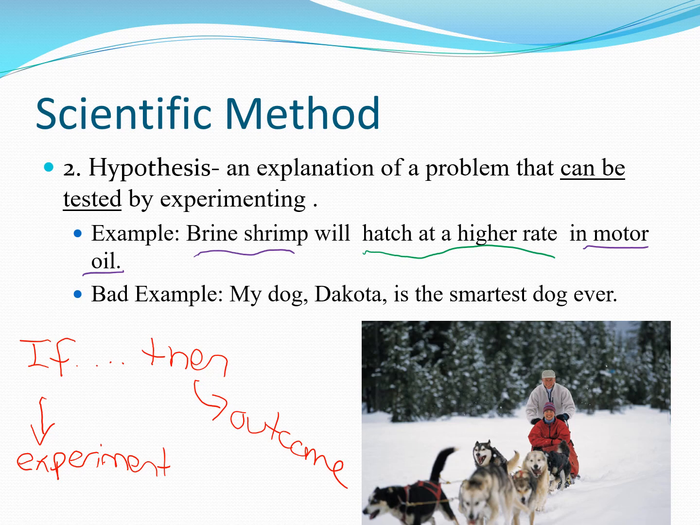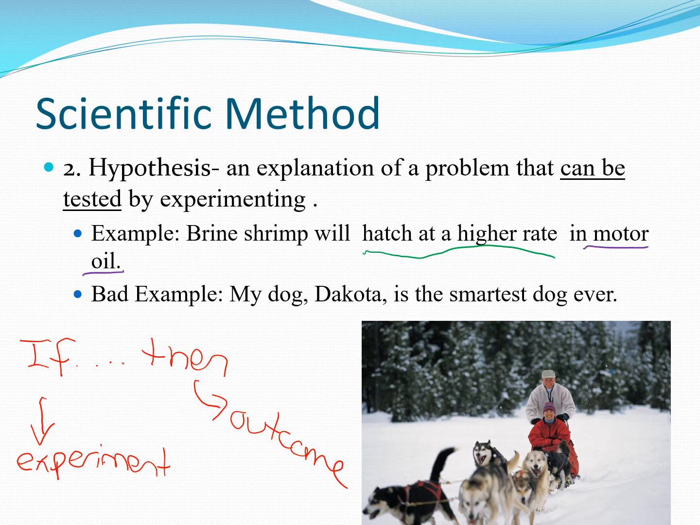So a hypothesis will always have these two parts. The first part tells you what the experiment is going to be. The second part tells you what the outcome is going to be, your guess as to the outcome. And remember, a hypothesis has to be able to be tested.